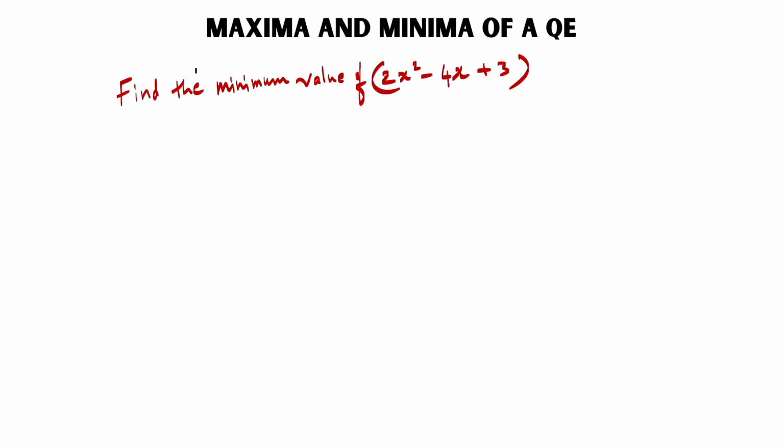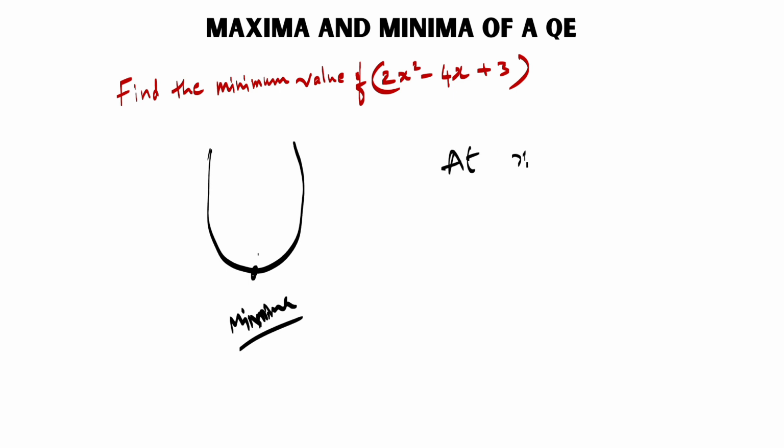So let us solve this. Find the minimum value of 2x square minus 4x plus 3. If you observe, a is greater than 0, right? So the parabola will be like this, and we will get minima, not maxima. So at what point we will get minima? We will get minima at x is equal to minus b by 2a.